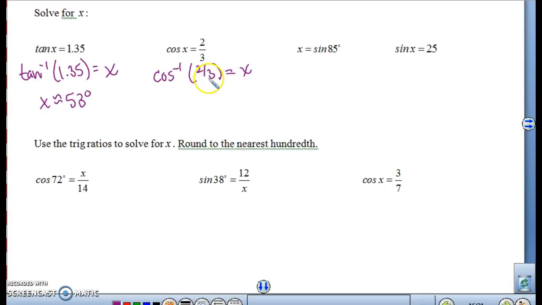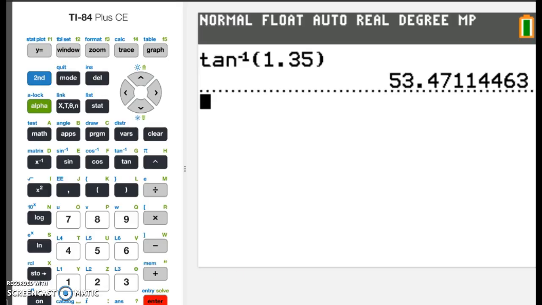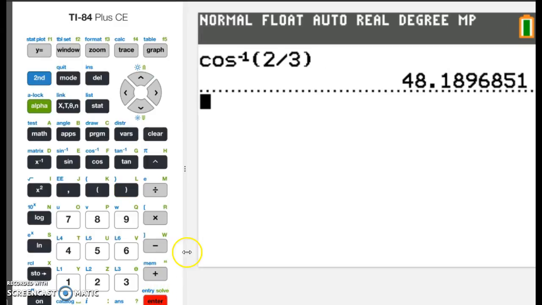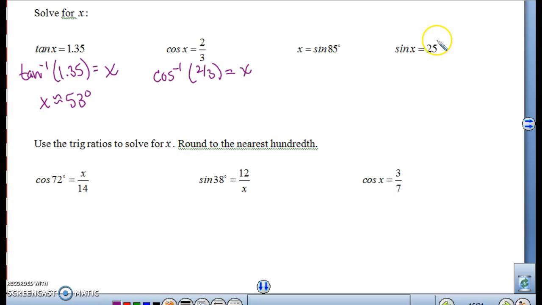The angle whose cosine is 2/3 is what? You press second cos, and there's the cos inverse, and then you just put in 2/3, 2 divided by 3. Close your parentheses. Notice the whole fraction's in parentheses, so we're good there. And press enter. So it's approximately 48 degrees, rounded to the nearest degree. So x is approximately 48 degrees.